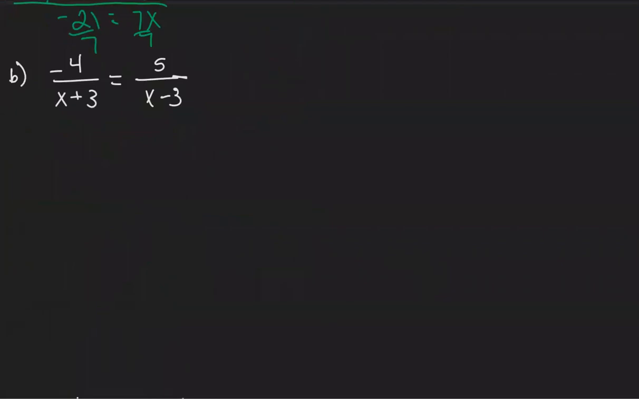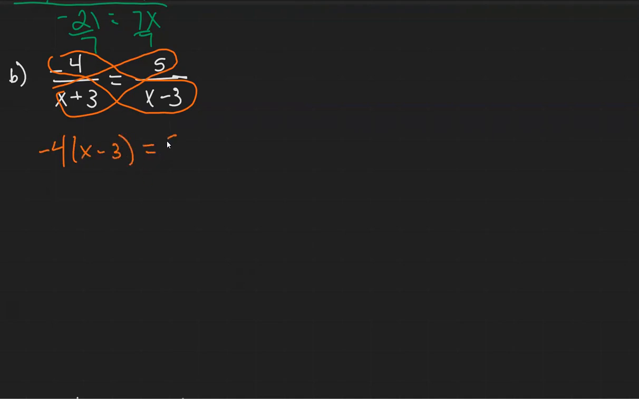Here's another case where we can just directly cross multiply because we have one fraction on each side. So let's do it. Negative 4 times x minus 3, and then x plus 3 times 5. So you get negative 4 times x minus 3 is equal to 5 times x plus 3. Then we do some distribution. We get negative 4x plus 12 is equal to 5x plus 15.